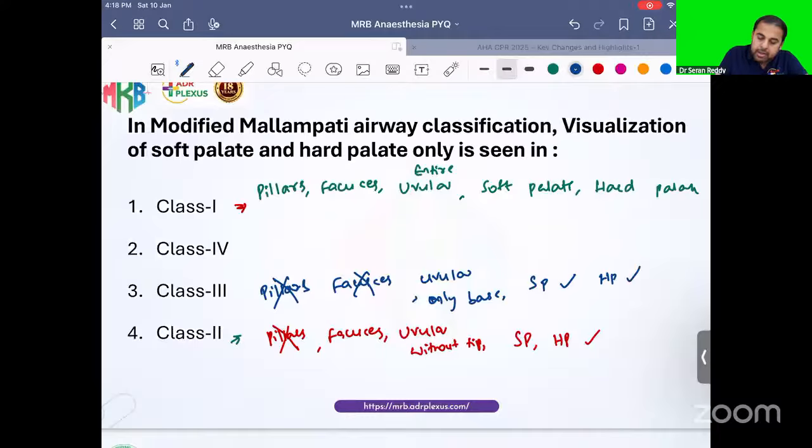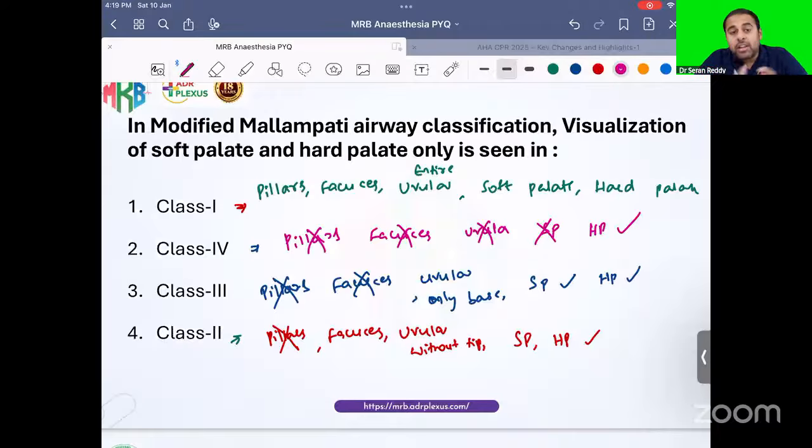Whereas when it comes to 4, pillars, fauces, uvula, soft palate are not seen, only hard palate is seen. So among this, visualization of soft palate and hard palate only are seen in class 4. So the closest answer in this is uvula with only base. So it will be class 3.